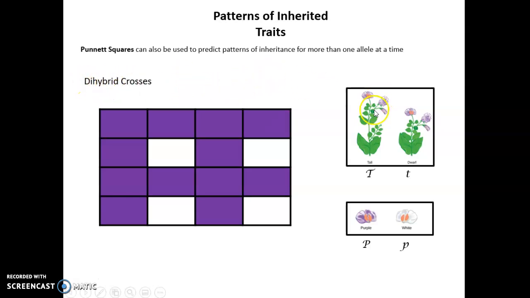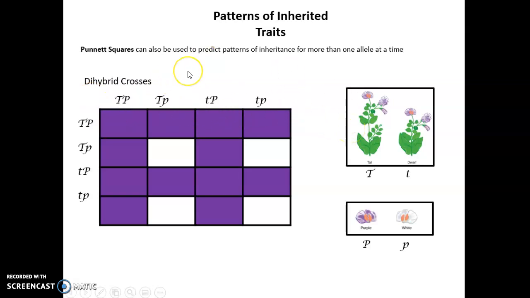So in this one, we're going to look at tall versus dwarf pea plants, as well as purple versus white flowers. And you can tell from the lettering here that tall is a dominant trait and purple is a dominant trait. Okay, so we're going to look at dihybrid. Hybrid means heterozygous. So we're going to look at heterozygous parents for each trait. So one parent, I'm going to put their alleles up here. They're possible alleles for each gamete combination.